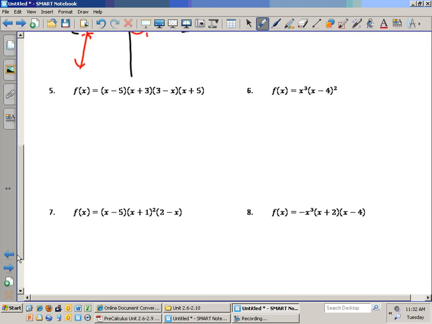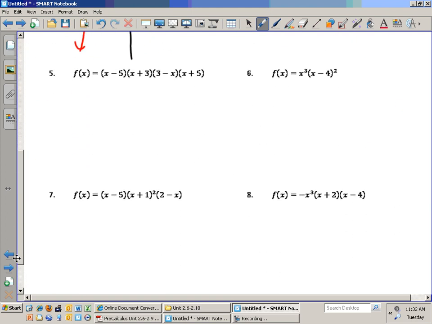Okay. Number 5. I want to skip. We're going to get back to 4 and 6 here in a second. Number 5. How many solutions there? What degree is it? It's a 4th degree polynomial. There are 4 x's. So I'm going to draw my little graph here. And what are my solutions? Yep. So -5, -3, 3, and 5.